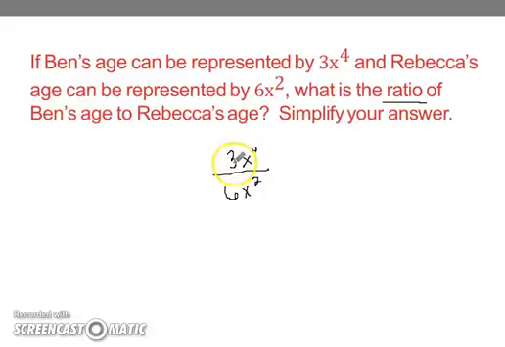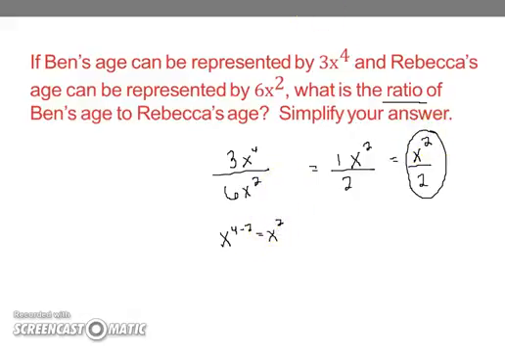So 3/6 would simplify to 1/2. And then x to the 4th over x squared: there's 4 x's on top, 2 on the bottom, so we'd have 2 left over on the top. So you could just write this as x squared over 2. And if you subtracted x to the 4 minus 2, you still end up with x squared. Since it's a positive exponent, it's in our numerator.